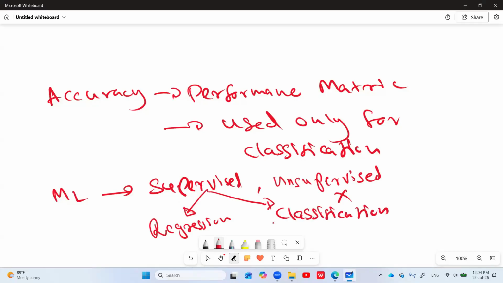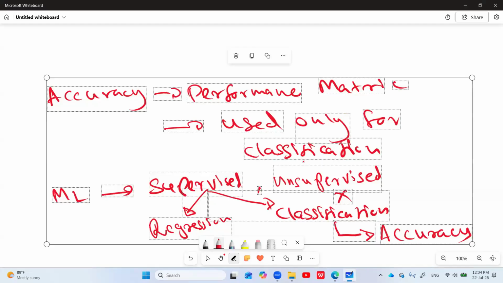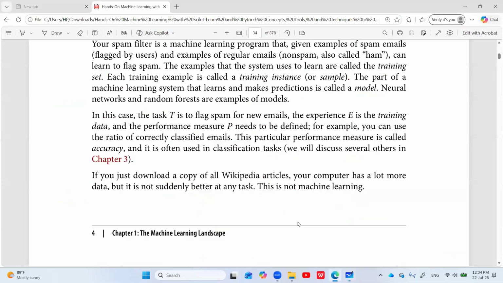Now, in all cases, we need to have some kind of metrics to evaluate. I told you accuracy is also a metric, and that metric comes under classification only. Accuracy. Okay, this accuracy metric comes under classification in supervised learning. You will be learning more things later. Okay, we are still in the introduction, right?